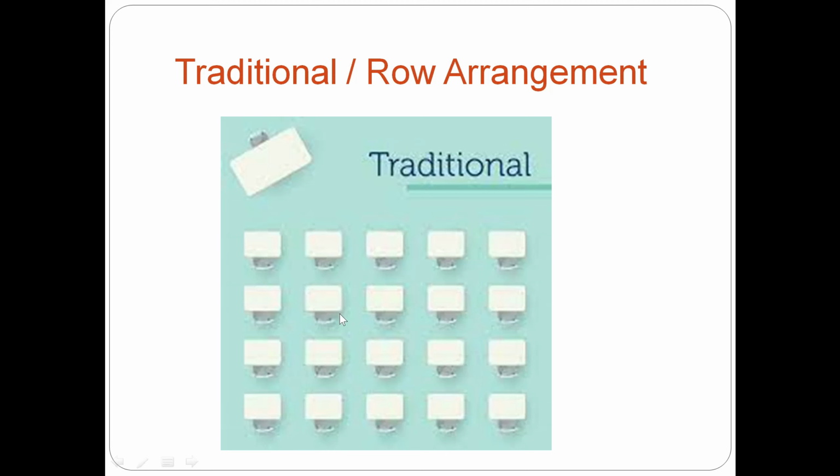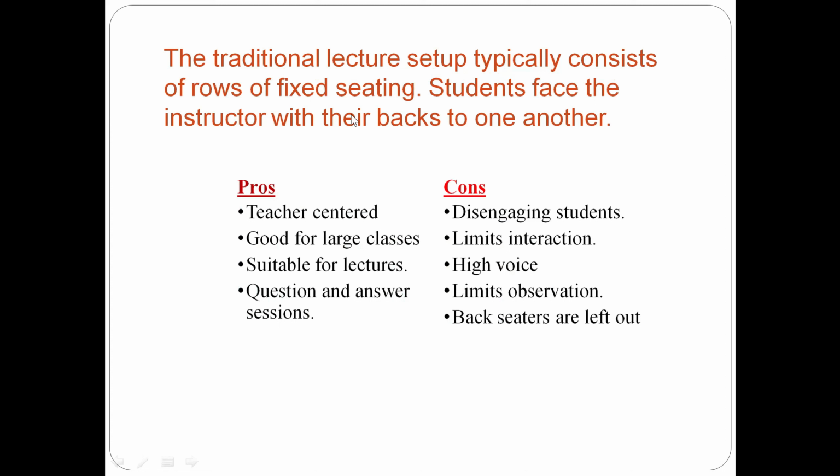If you are using this arrangement, it is known as the traditional or row arrangement. The traditional lecture setup typically consists of rows of fixed seating. Students face the instructor with their backs to one another. I have discussed a few pros and cons of this traditional or row seating arrangement.